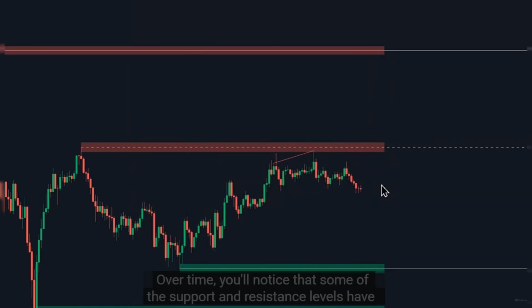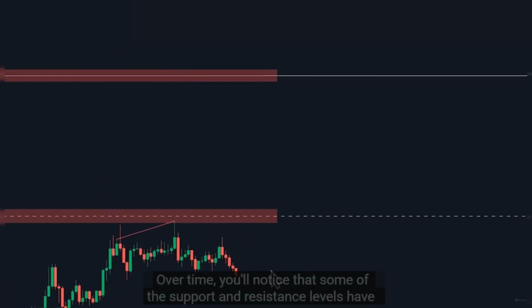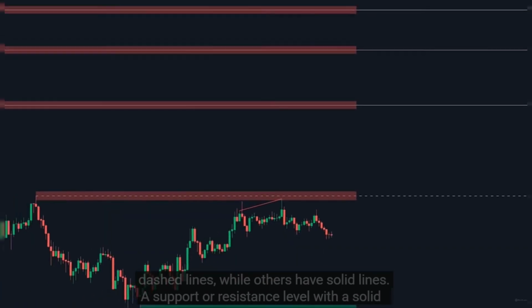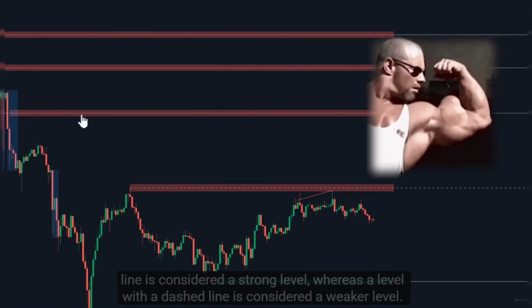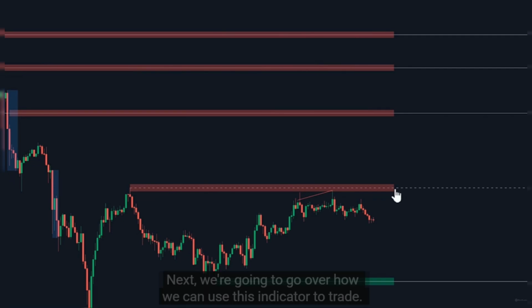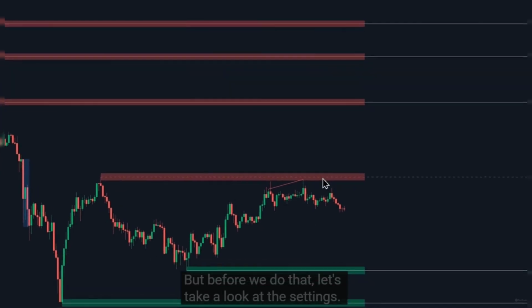Over time, you will notice that some of the support or resistance levels have dashed lines, while others have solid lines. A support resistance level with a solid line is considered a strong level, whereas a level with a dashed line is considered a weaker level. Next, we're gonna go over how we can use this indicator to trade. But before we do that, let's take a look at the settings.